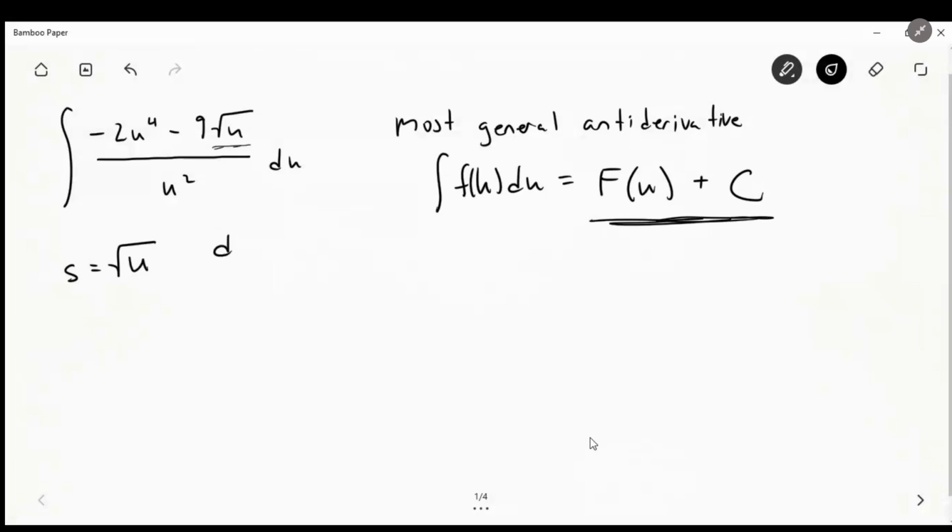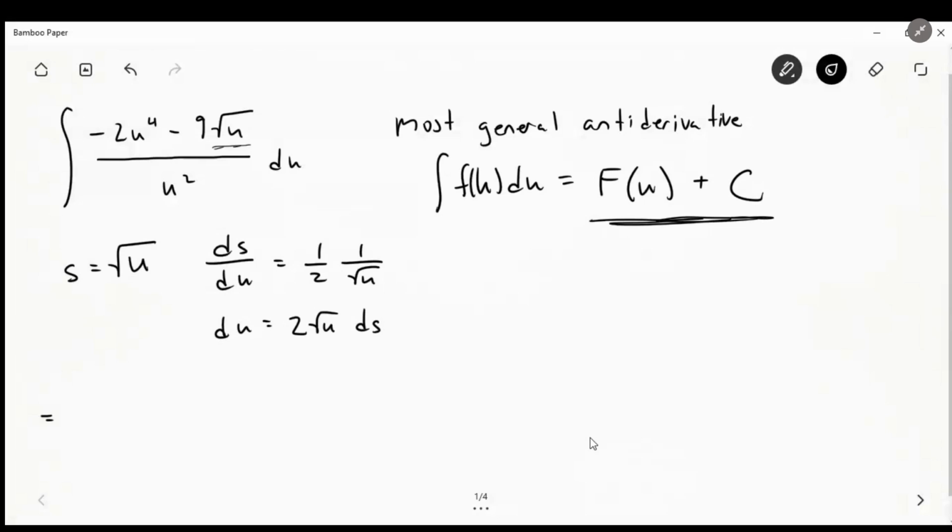So we know that if we take the derivative of s with respect to u, that's just going to be 1/2 times 1 over radical u. So we could say du equals, and then cross multiplying here, we'll get 2 radical u ds.